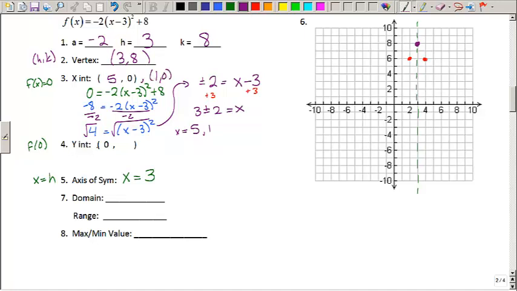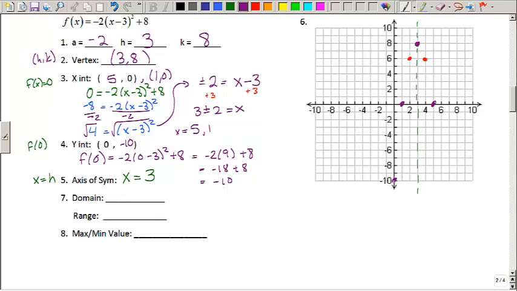Next, I'd like to find the y-intercept. In order to find the y-intercept, I'm evaluating where x is equal to 0, or f of 0. 0 minus 3 is negative 3, and negative 3 squared is 9, which gives me negative 18 plus 8, or negative 10. So I can plot the x-intercepts and the y-intercept on my graph. My x-intercepts are at (5, 0) and (1, 0). My y-intercept is at (0, negative 10).